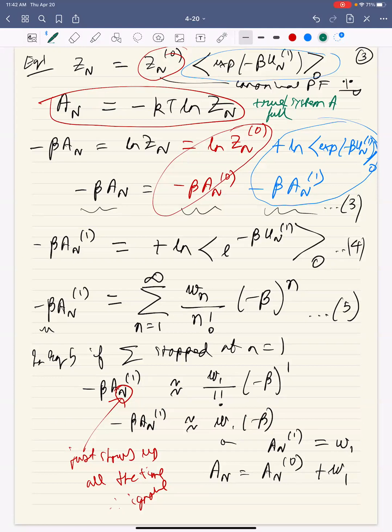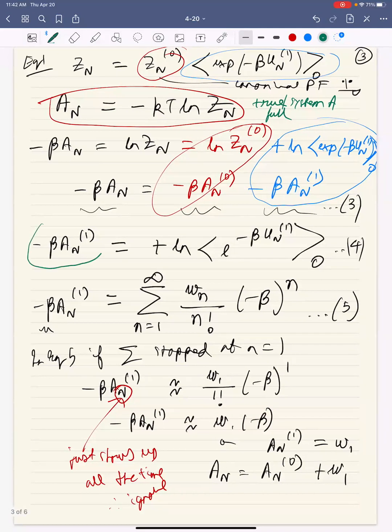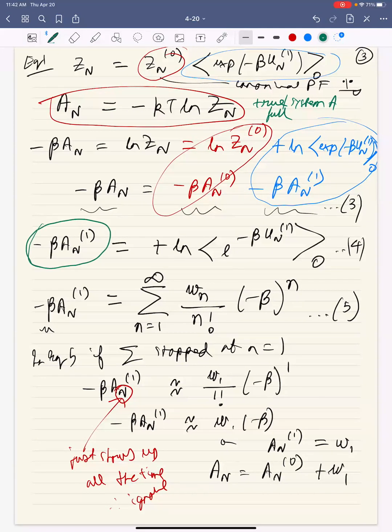What we want to calculate is this quantity over here, the Helmholtz free energy coming from the perturbation. This is how we defined it: the three bars mean definition, plus ln of the average of the exponential. It was very tempting to just put the ln inside the exponential, but we cannot do that. So we want to expand this as a power series in beta. We wrote down our power series in equation 5, which is W_n over n factorial multiplied by minus beta to the power n. We are just going to stop at n equals 1 because already the algebra is a bit messy.